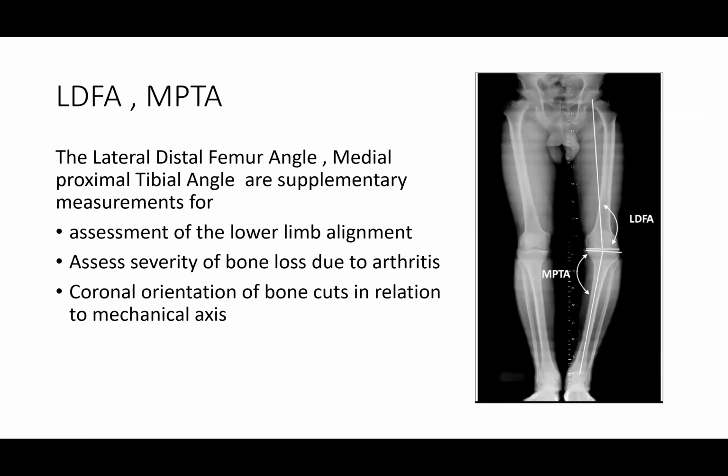Then lateral distal femoral angle and medial proximal tibial angle are supplementary measurements for assessment of lower limb alignment, to assess the severity of bone loss due to arthritis, and the coronal orientation of bone cuts in relation to mechanical axis.